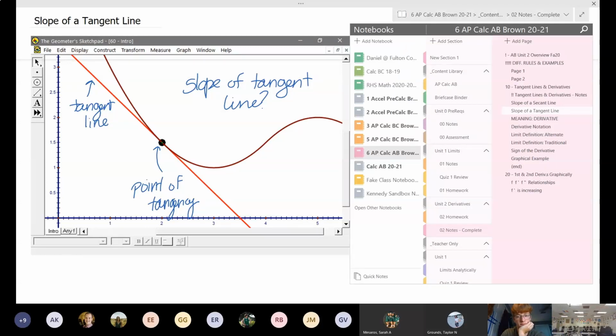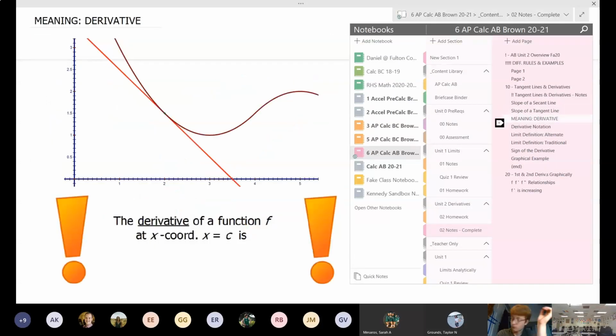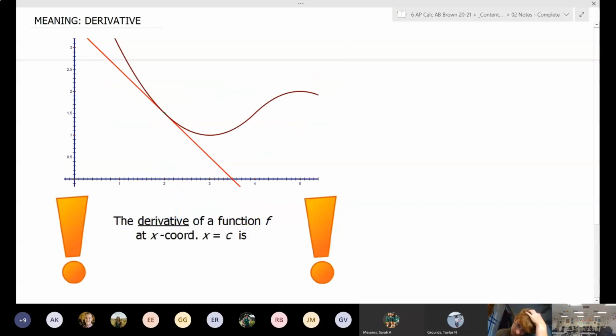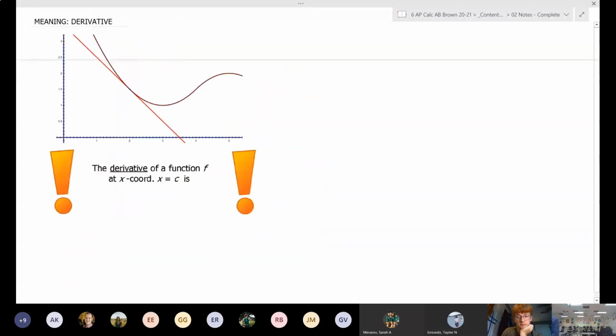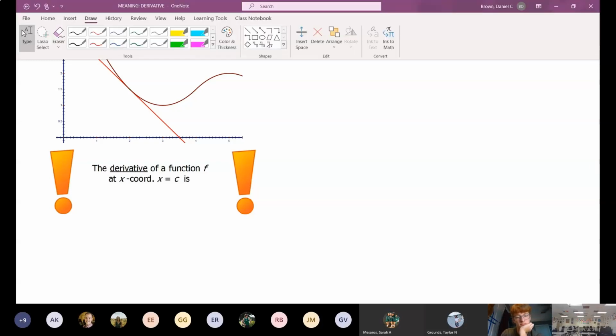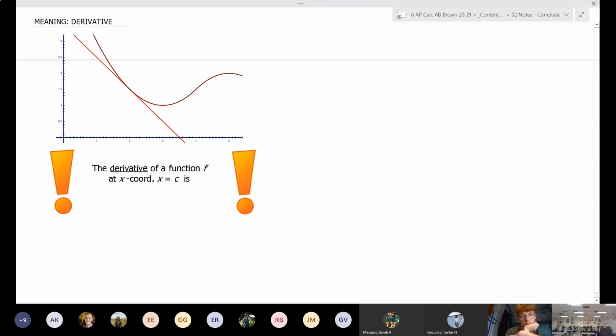So first off, let's talk about what the derivative is. If you don't pick up anything else today, I want you to know what the derivative is. For us, we're going to say that the derivative of a function f at some x coordinate, and I just picked x equals c, is the slope of the tangent line at c.